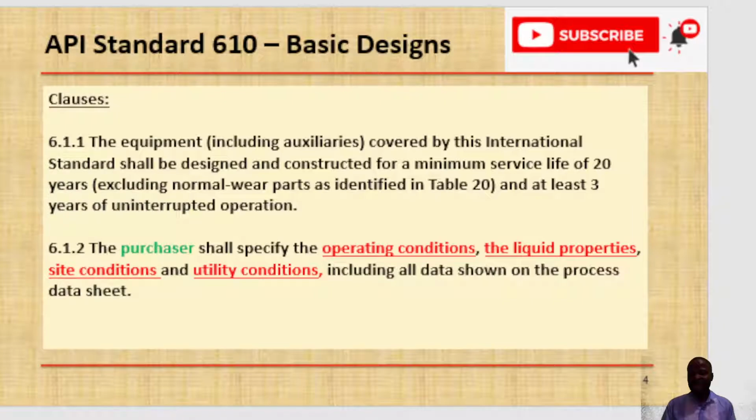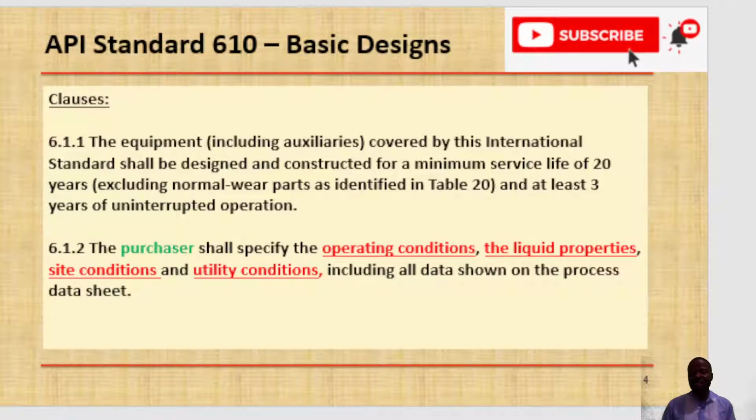And at the same time, this equipment designed by API 610 is expected to have at least 3 years of uninterrupted operation. So it's expected to have at least 3 years of uninterrupted operation. That is one of the very first clauses in API 610.